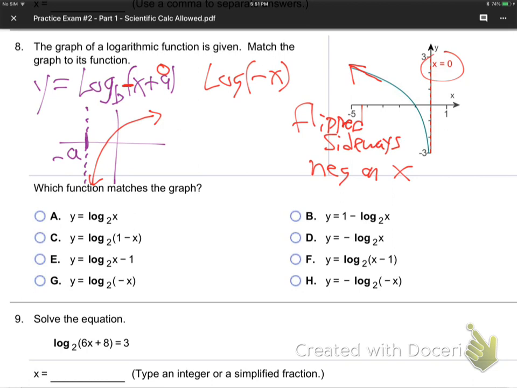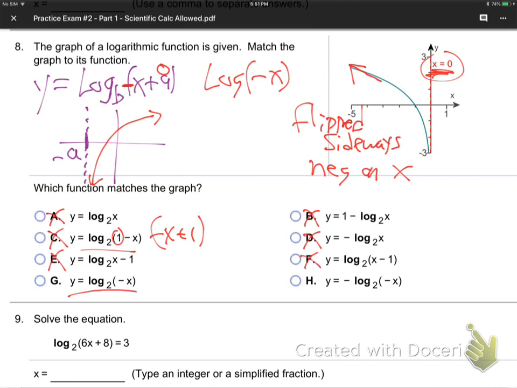So where do we have that? Do we have log of negative x? It can't be a, because there's no negative on the x. Can't be b, there's no negative on the x. It could be c. Oh, but we have a 1 in there. It's negative x plus 1 in the parentheses. We can't have that. The vertical is at 0. So no way for that reason. No way on D. The negative is supposed to be on x. No way on E. There's no negative on the x. No way on F. No negative on the x.